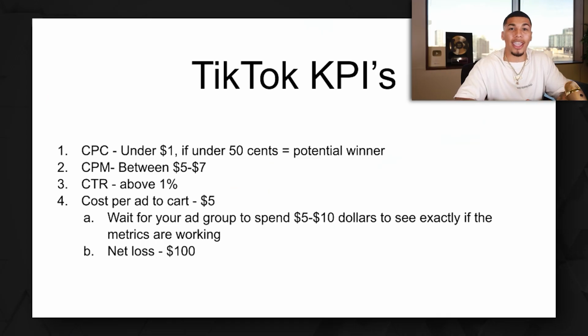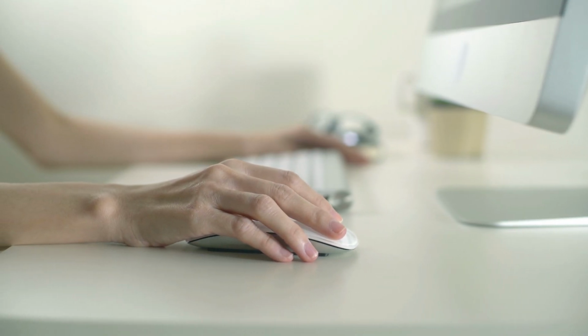Next, we have click-through rate. And you do want to see this above 1%. And what click-through rate is saying is what is the percentage of people who saw your ad and visited your website. And again, you want to see this over 1%.